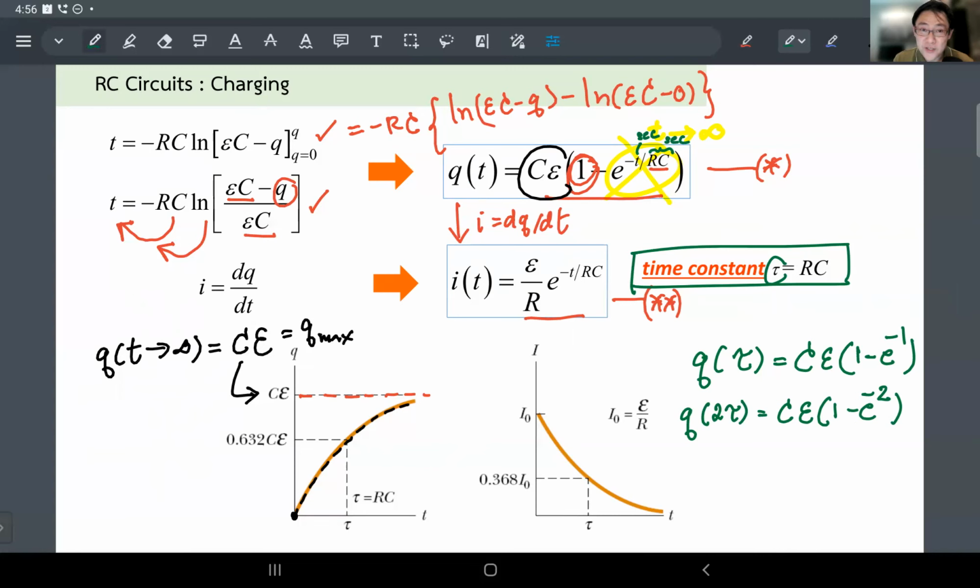Yeah, the monitor is not freezing. I'm just giving you some time to absorb this whole thing right here.